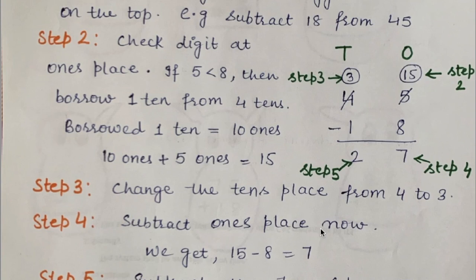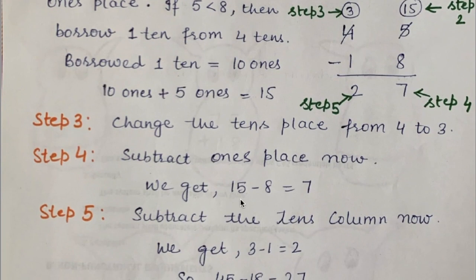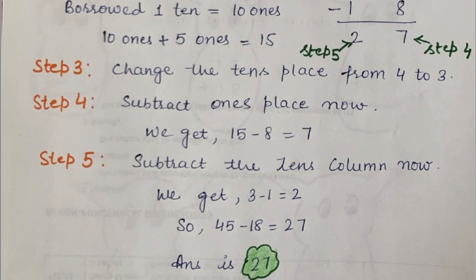Subtract the ones place. Now we get 15 minus 8 is equal to 7, which we have written here. Then subtract the tens column. Now we get 3 minus 1 is equal to 2. We have written 2 here. So our answer is 45 minus 18 is equal to 27.